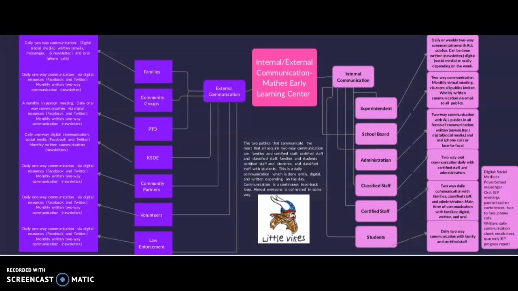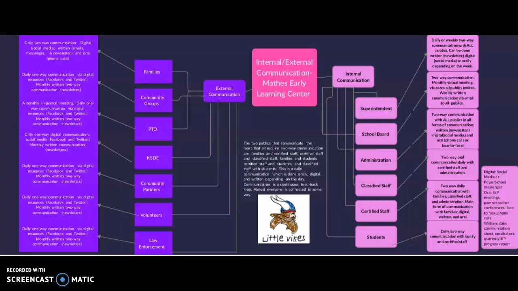The last communication is students. So our students have daily two-way communication with classified and certified staff, and then their families as well. Students go back and forth between being with certified and classified staff to being with their families. So they have communication between both of those. This was something that was hard because I wanted to put students on both sides just because my students are so young. I kind of wanted to put them on external and internal, but then ultimately I decided internal since they are in the school building.